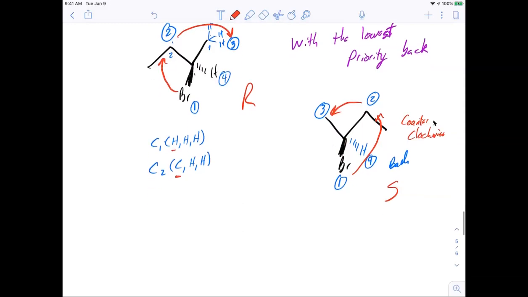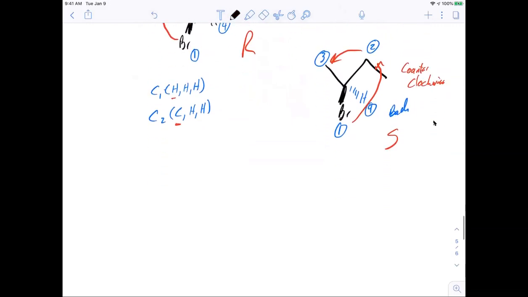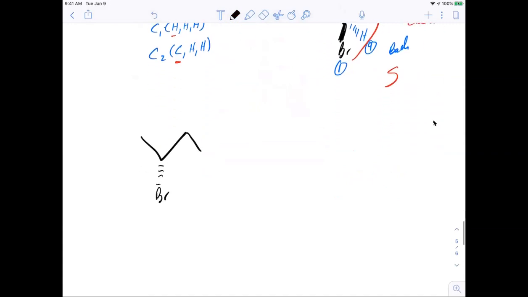Okay, so that's how that works. Let's try a few of these. Before we try a few, what happens if I had shown this molecule with the bromine back? Right, so what we have to look at is what do we do with this one? The hydrogen in this case is coming forward.